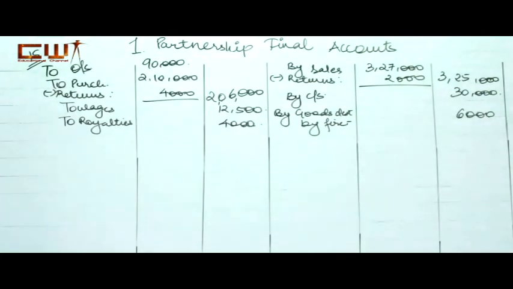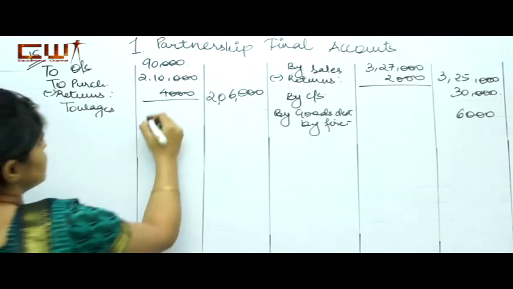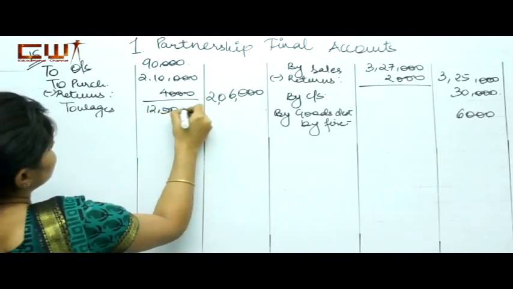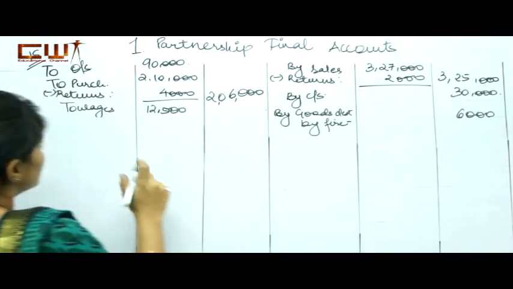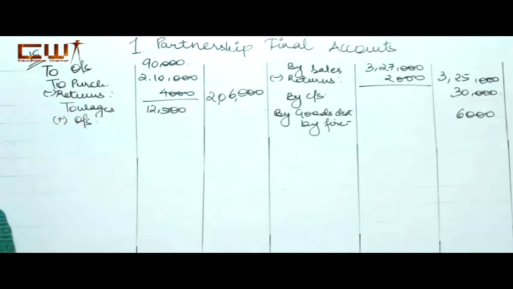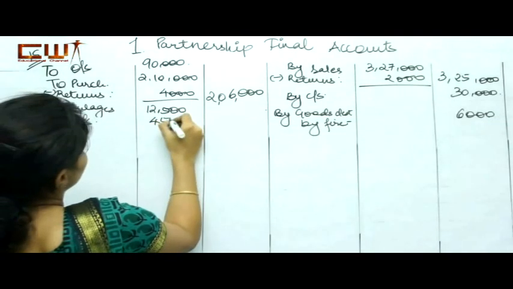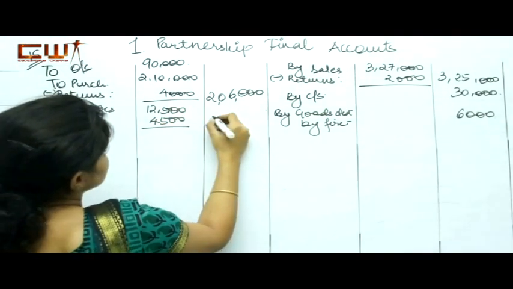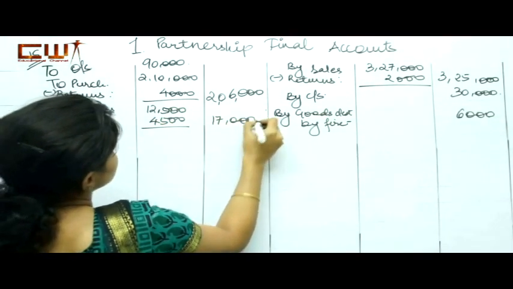Depreciation you will not take, insurance you will not take, outstanding salary. Wages is given how much? Wages is 12,500. Right? Then you have add outstanding. How much outstanding is given to you? 4,500. This will give you 17,000.